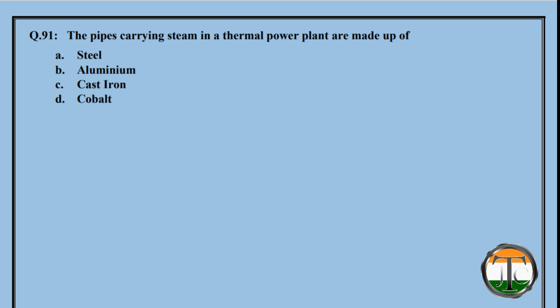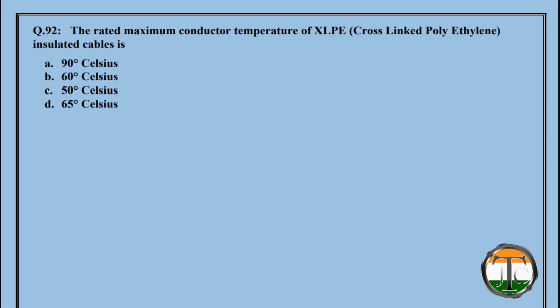In this question it says that in a thermal power plant, pipe is used. Why is this pipe used? The pipe is used to carry the hot steam. So the question arises, this pipe is made of which material? Option A is the right answer. The pipe is made of steel. In a thermal power plant the pipe must be made of steel to carry the hot steam. So option A is the right answer, that is steel.